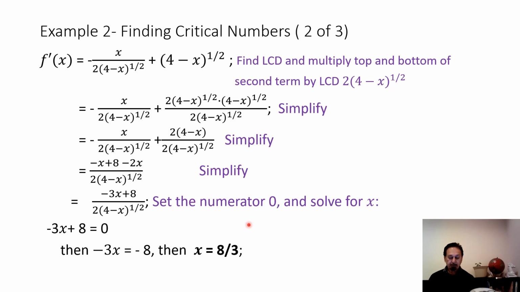So now we can set the numerator to 0 and solve for x. So minus 3x plus 8 equals 0. We can move 8 to the right. It becomes negative 8 and divide by negative 3. So x is isolated and we have on the right side negative 8 over negative 3, which means 8/3.